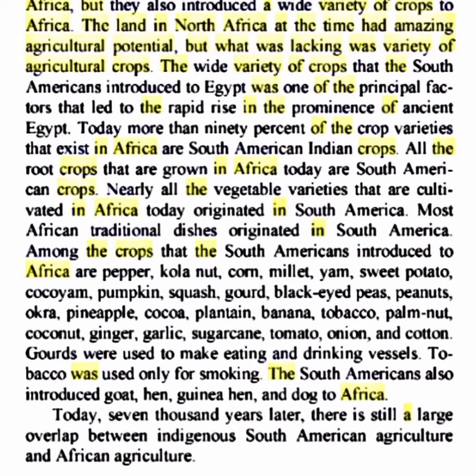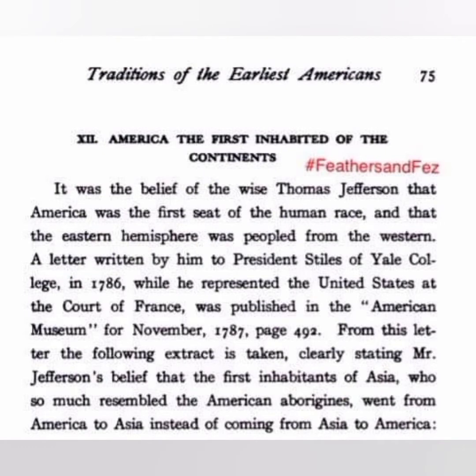And before this modern era where they teach us everything is older in Africa, back in the days, Thomas Jefferson himself agreed with this theory, okay? This was from a book, Traditions of the Earliest Americans, and let's just read it. It says, "It was the belief of the wise Thomas Jefferson that America was the first seat of the human race, and that the Eastern Hemisphere was peopled from the Western." A letter written by him to President Stiles of Yale College in 1786, while he represented the United States at the court of France, was published in the American Museum for November 1787, page 492. From this letter, the following extract was taken, clearly stating Mr. Jefferson believed that the first inhabitants of Asia, who so much resembled the American Aborigines, went from America to Asia instead of coming from Asia to America. Okay, so not only Africa, Asia too.